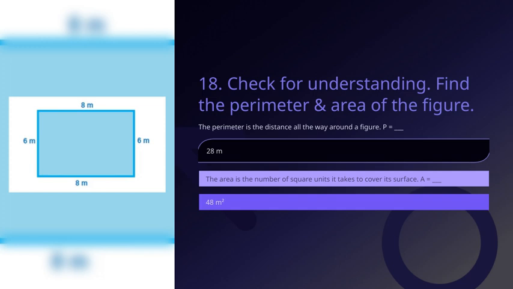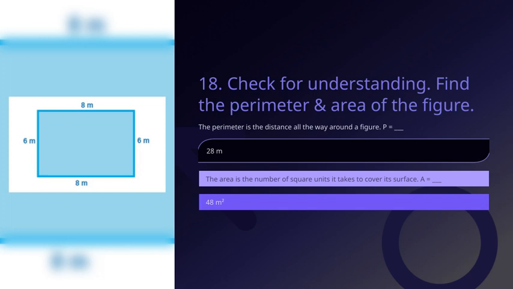Next, the area is all about how much space the surface covers. Think of it as the number of square units needed to cover the entire figure. For this shape, the area is 48 square meters. These concepts, perimeter and area, are really important because they tell us different things about a shape. Perimeter measures the boundary length, while area measures the surface space inside.